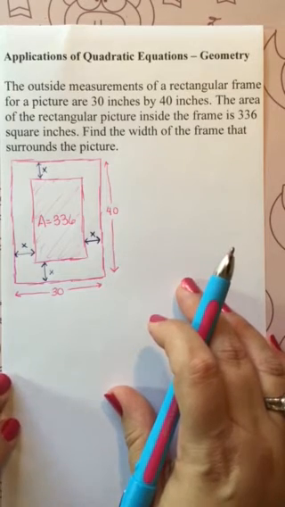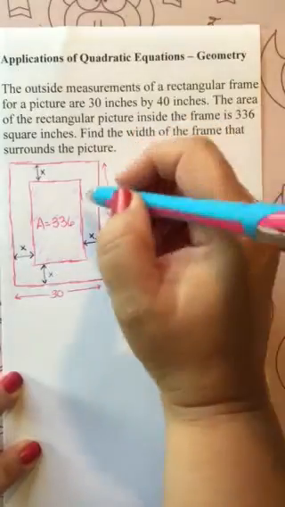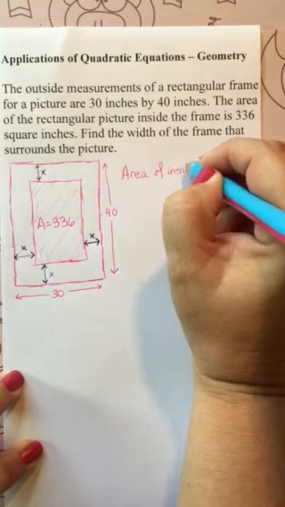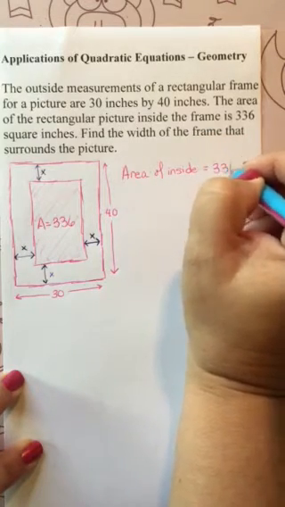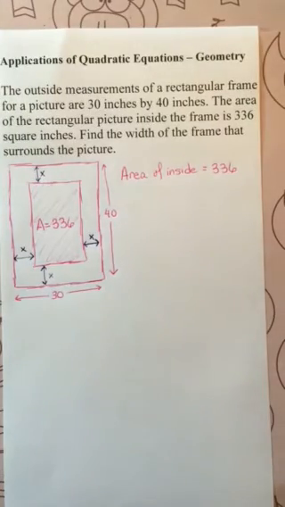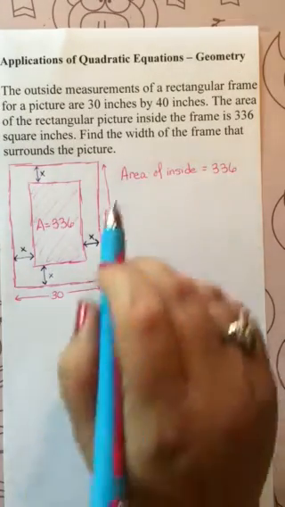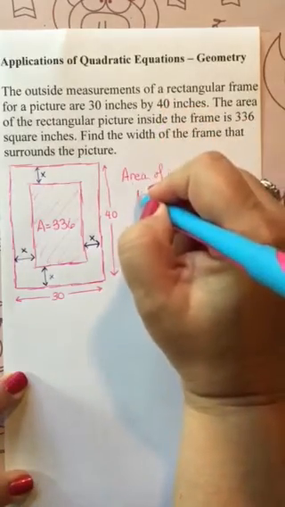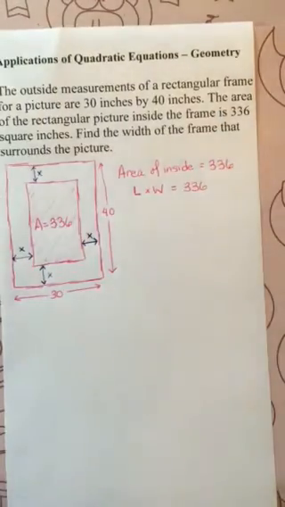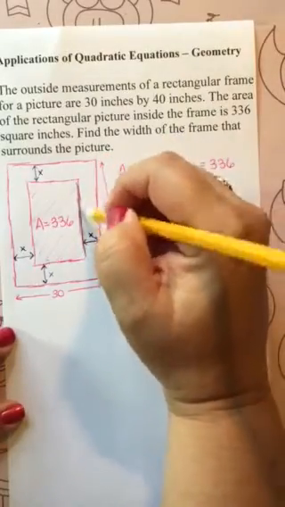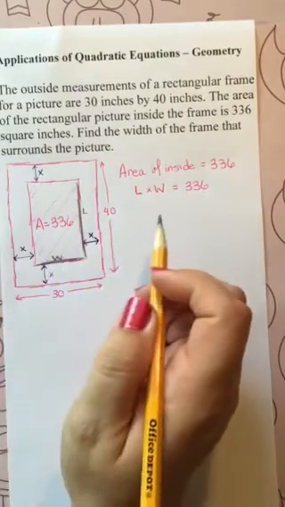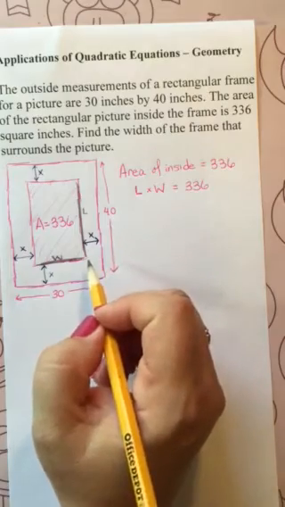We know that the area of the inside is 336 square inches, right? They told us that. But they didn't tell me what the length and the width of the inside is, right? Because we know that area of a rectangle is length times width. But they didn't tell me what this length here is, and they didn't tell me what this width here is. But I can sort of figure this out.